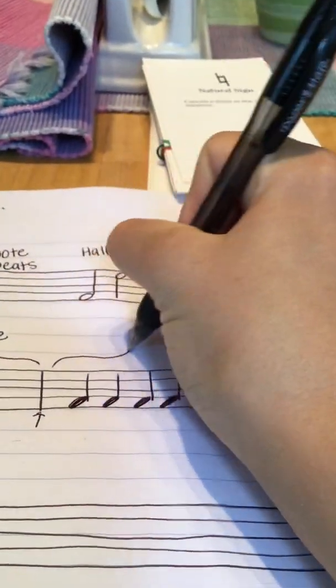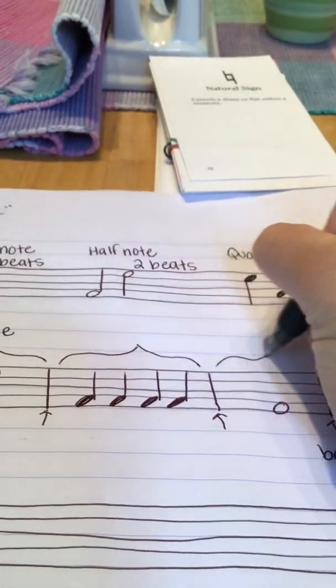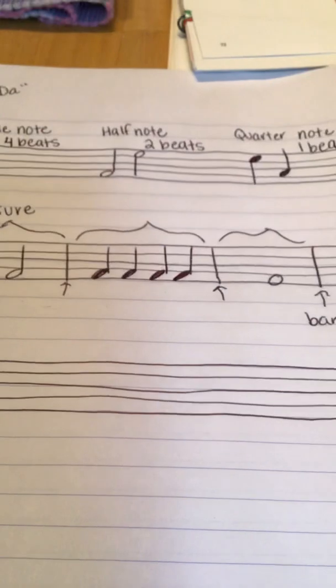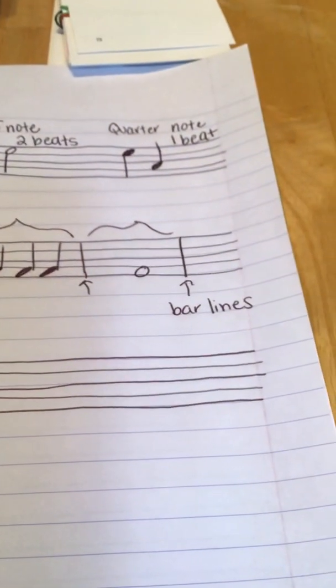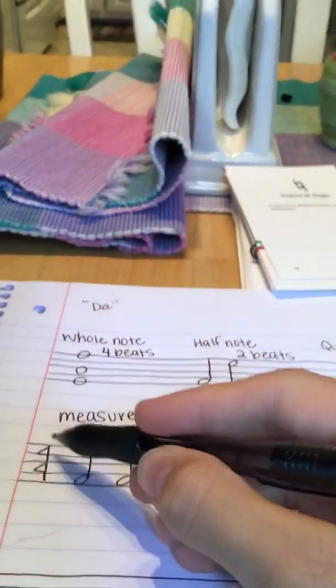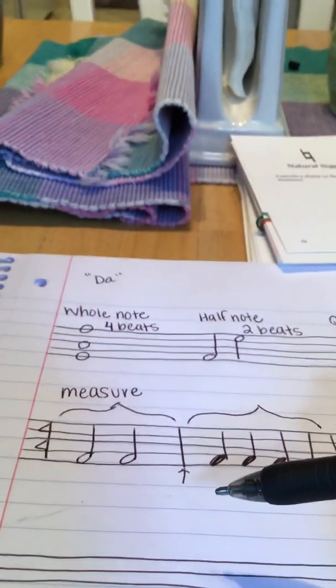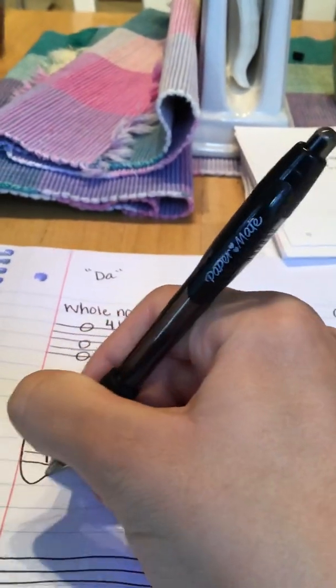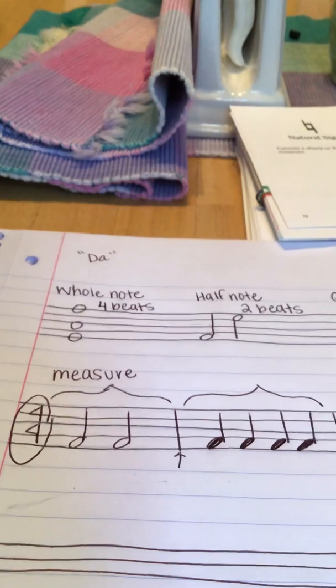Now we have a total of 1, 2, and 3 measures. 1, 2, 3. So what our time signature tells us is how many beats are in each measure, and we can tell from this that we have 4 beats in each measure.